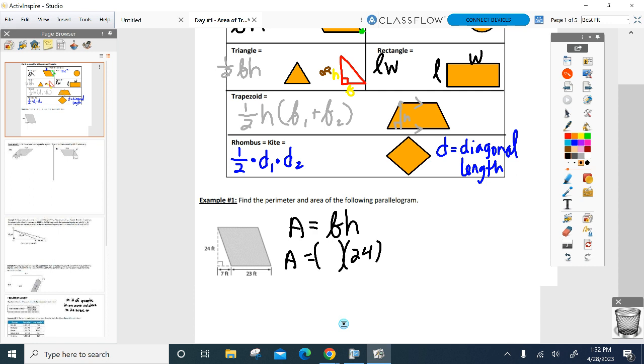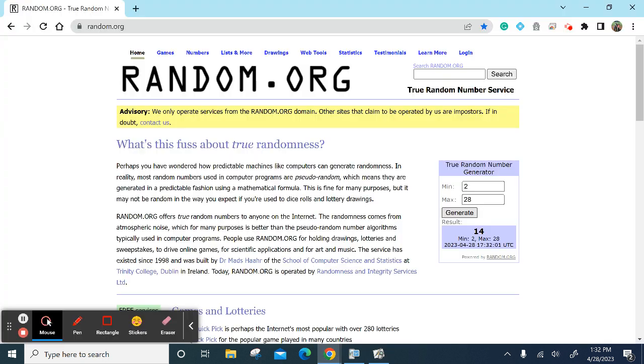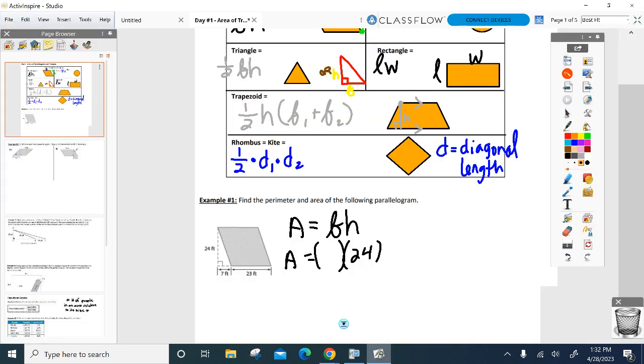Times the base. The height is drawn to the base, and the base has to be part of the parallelogram. You just can't give me a number that's not part of it. So now the remaining 2 numbers, which one's the base? 23. Why is 7 not a part of it? It's not part of the parallelogram. Nothing on the parallelogram is 7 feet. The base is 23. We put them together, 23 and 24. What do I have? 552.